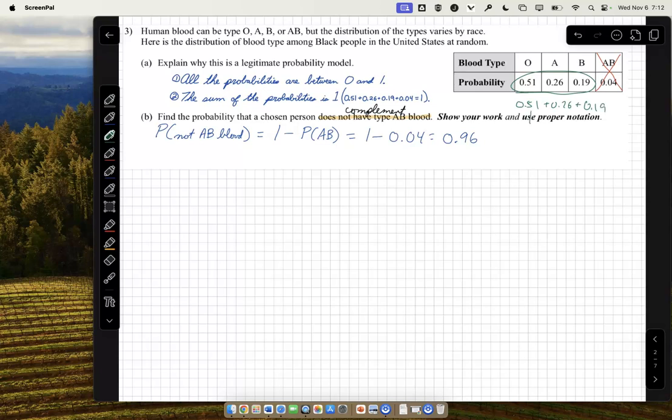If I take 0.51 plus 0.19, I get 0.7, plus 0.26 does give me the 0.96. So even that way I can check it, but this was not the approach we wanted. We wanted to have the idea that we are looking at the complement. We are looking at the probability of AB complement, which equals that. So that was the purpose behind problem 3.